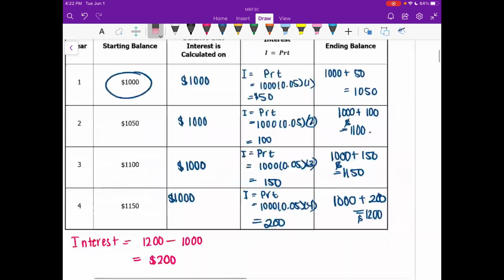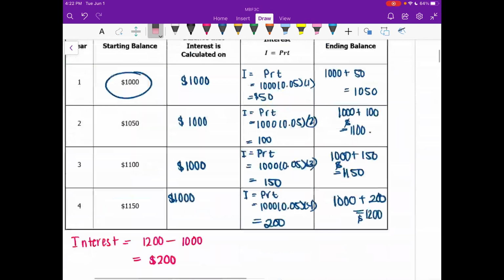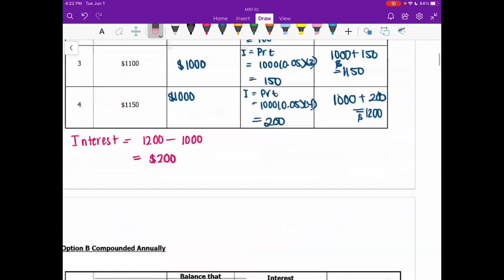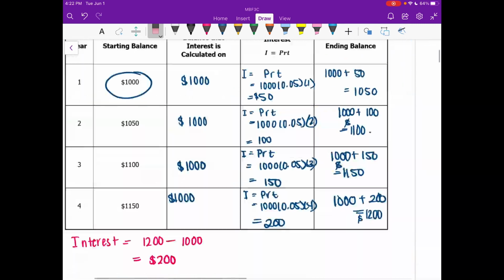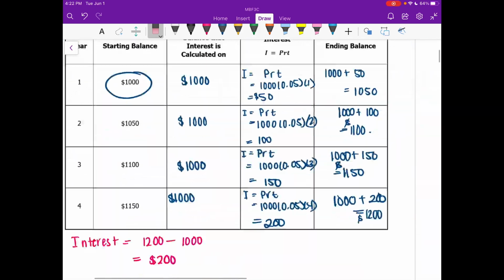I'm going to make it a little bit smaller so that everybody can see it. So I made this graph and I compared the two. I just want to zoom into this graph and talk about it for a minute. Notice how with option A, which is your simple interest account, you're consistently going up by $50 each year. So you're just going up in a straight line, right?